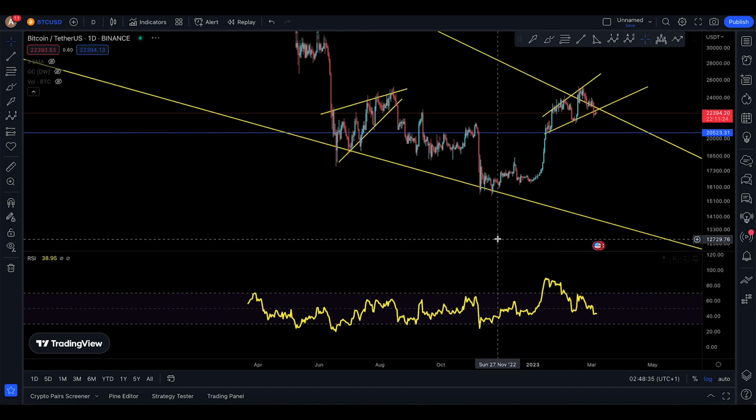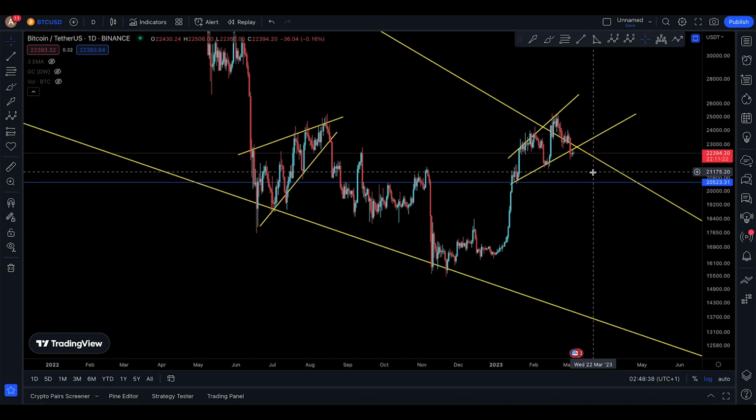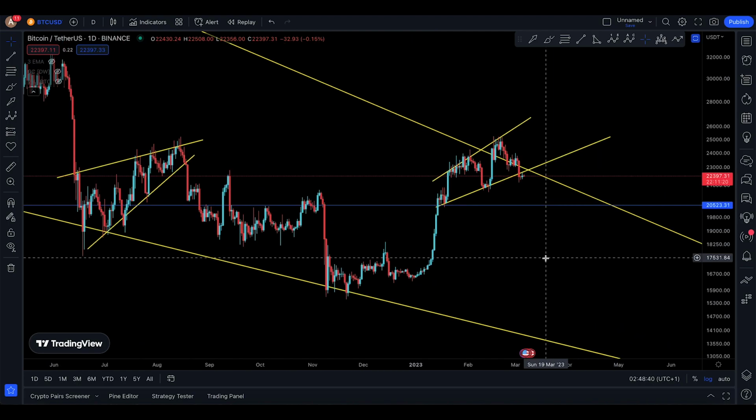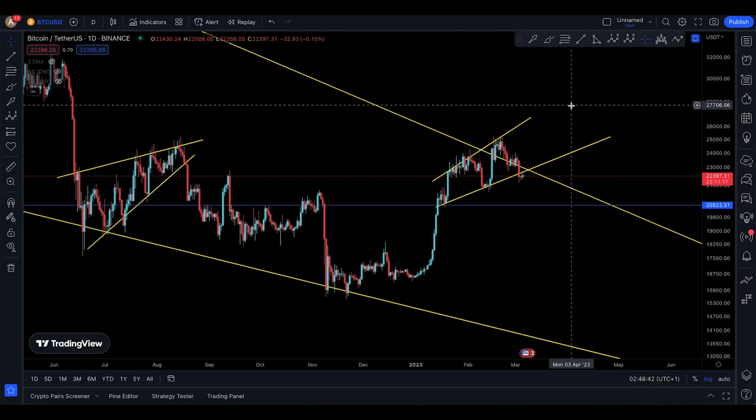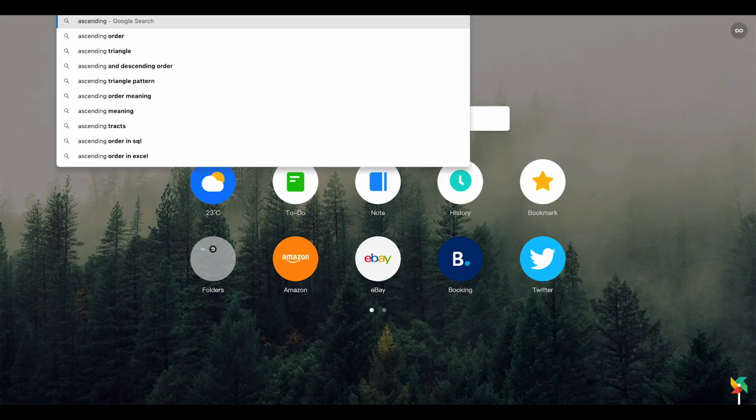So yesterday we had a conversation regarding Bitcoin, and I showed you a new pattern known as an ascending broadening wedge. Let's do that very quickly. Ascending broadening wedge.